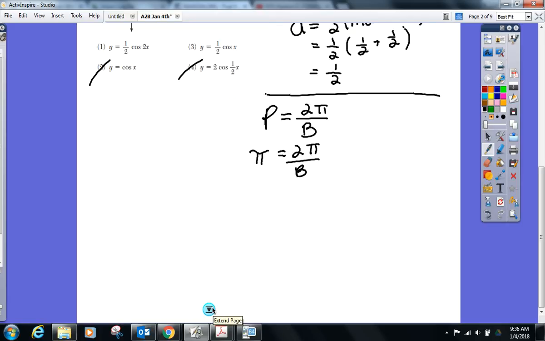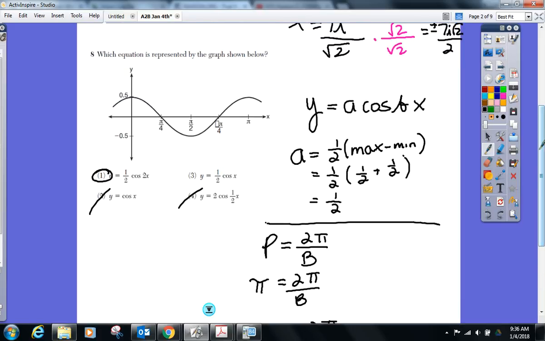Cross multiply. Ready, Grace? Cross multiply. Pi times B, just pi, equals 2 pi. And then what do you want to do here to get B by itself? Yep. And B equals 2. So between choices 1 and 2, it looks like I'm going with choice 1, the B value of 2.